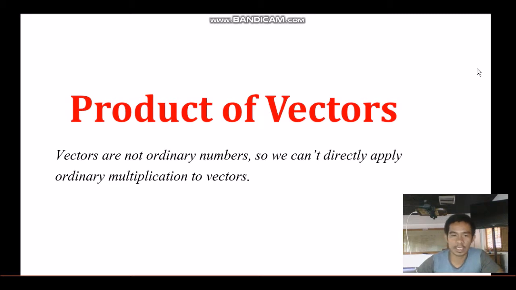One is the scalar dot product. From the word scalar, the product is a scalar. And the other one is the vector cross product. From the word vector, the product is a vector. All right, so let's have first the scalar dot product.